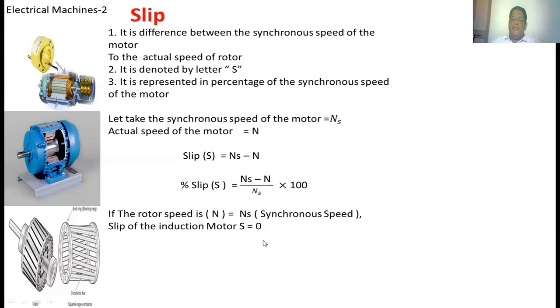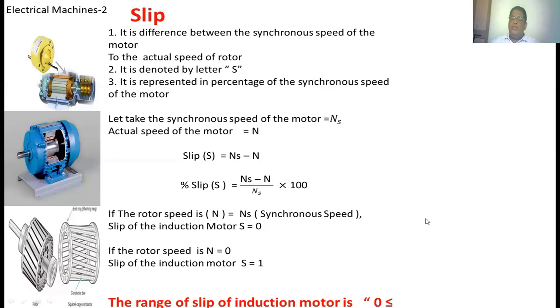We are getting the value of slip of the induction motor as 0. At the time of starting, the speed of the induction motor is N equal to 0. In place of N, if you substitute N equal to 0, then the slip becomes 1. So the slip of the induction motor will vary between 0 and 1. The slip is never equal to 0.